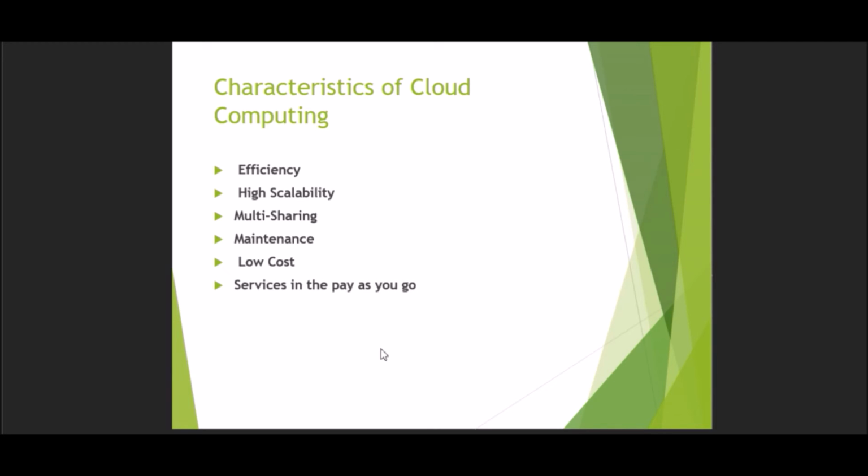मतलब क्या है सर्विसेज? मतलब मान लो आपने एक 200 MB का स्टोरेज लिया है from a cloud provider, and after a few days you need more space, like you want to extend it up to 1 GB, so you can do it very easily. Definitely you need to pay more, but you can easily do that. So this is the service in the pay as you go.